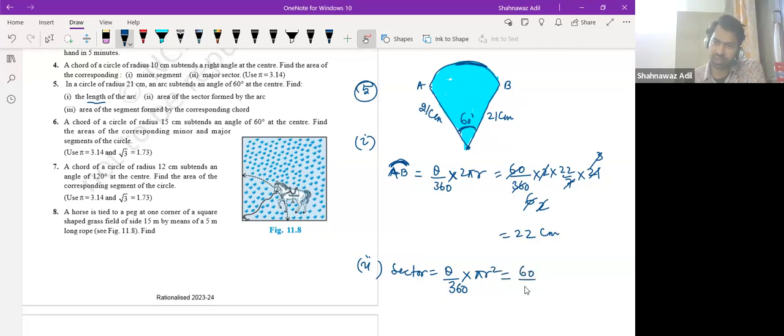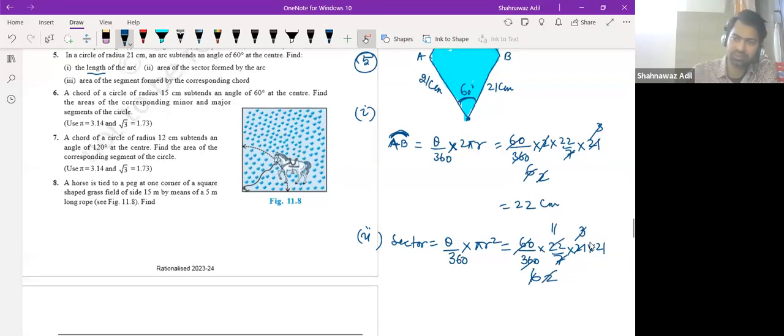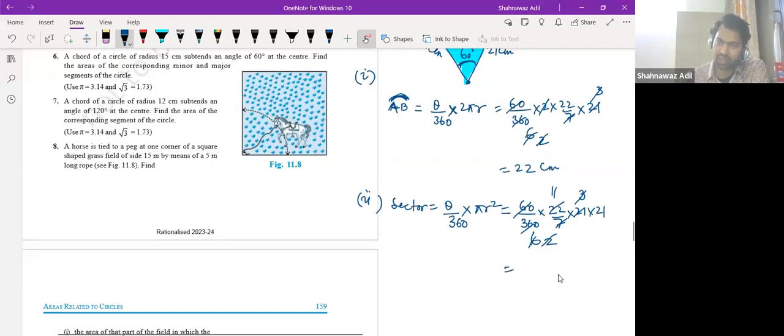So 60 by 360 and 22 by 7, 21, 21. So 6 and 3 and 2 and 11. So how much is that? 11 ones are 11, 11 twos are 22 and 23. So 231 centimeters square. Whenever you see centimeter, this means that this is length. Whenever you see centimeter square, length square is area, right? So this is the second part.